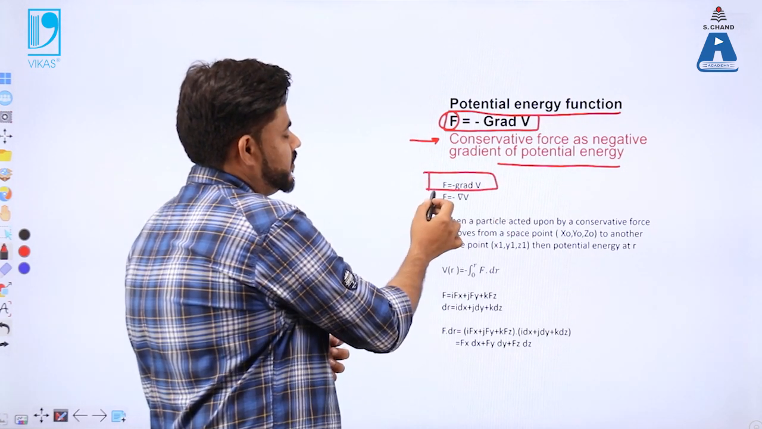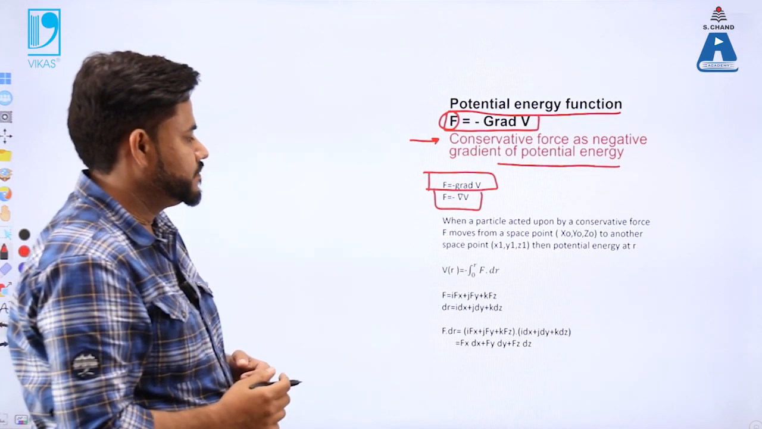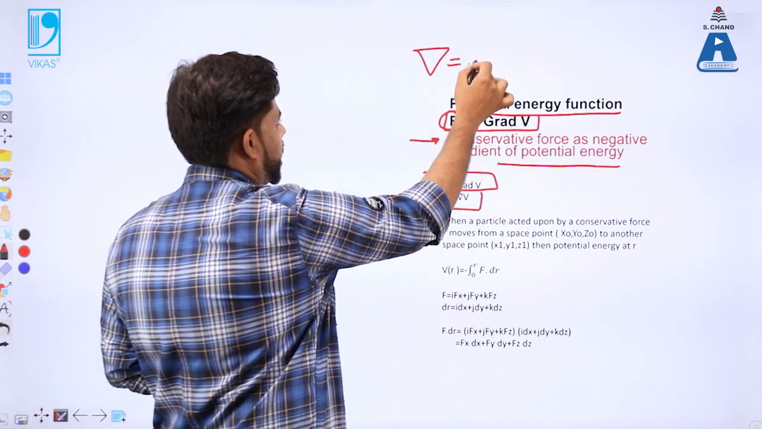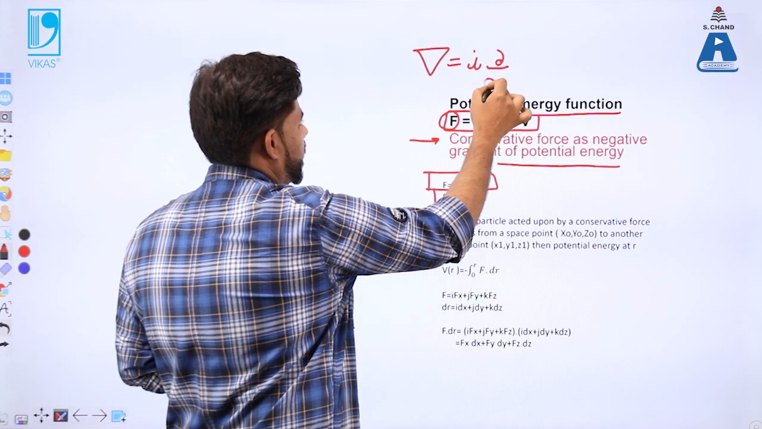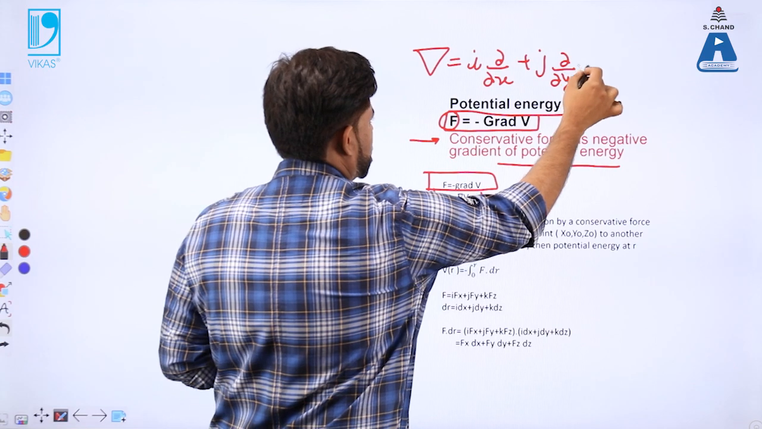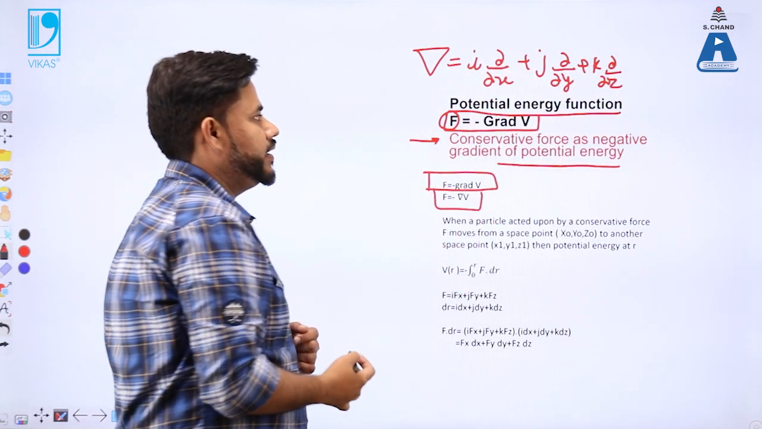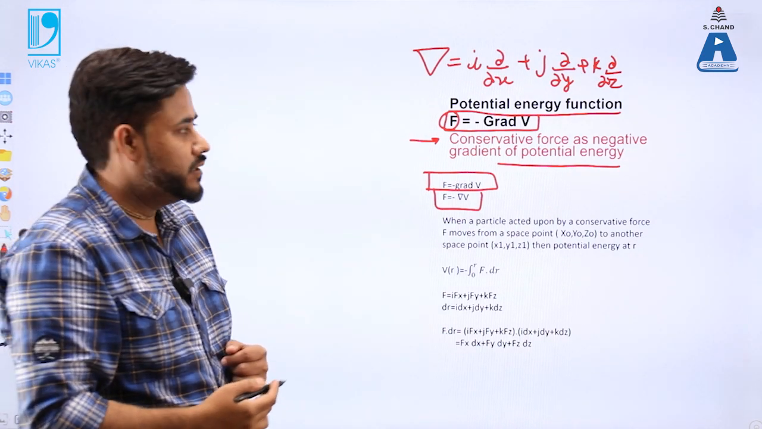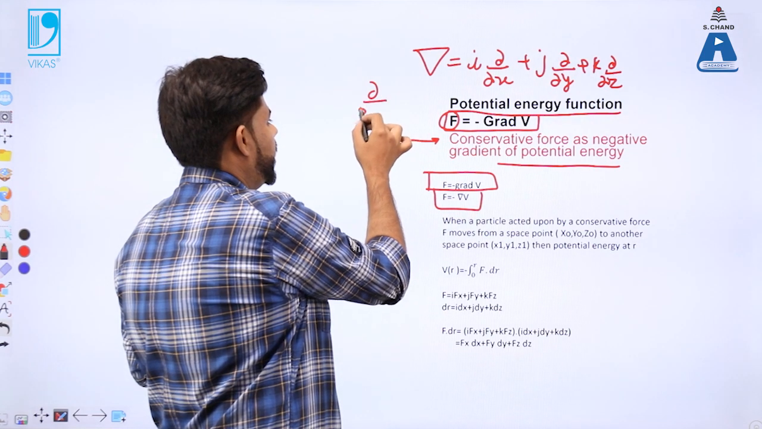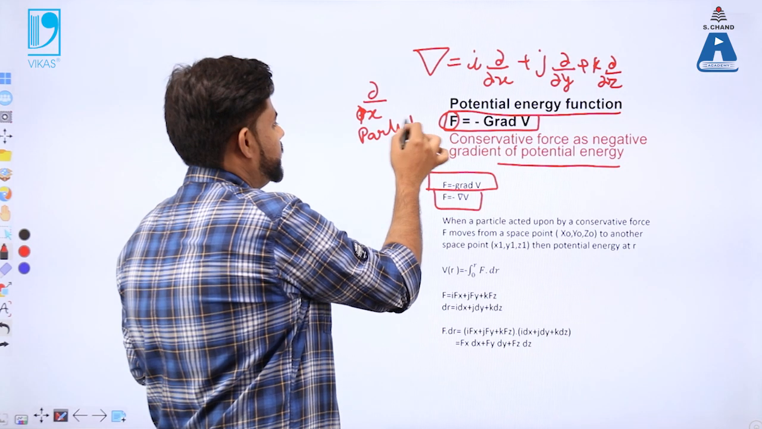Gradient in this particular situation is termed as del V, where this del indicates i del by del x plus j del by del y plus k del by del z. This del indicates the partial derivative, not the exact derivative. Del by del x indicates the partial derivative.